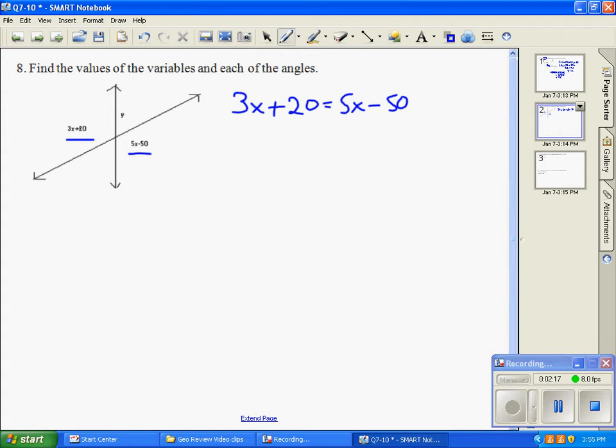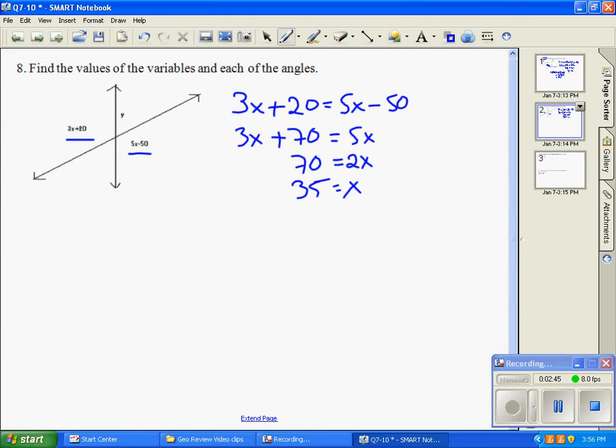So we solve this. So let's add 50 to both sides. So we're going to get 3x plus 70 equals 5x. Subtract 3x from both sides. So x is equal to 35.